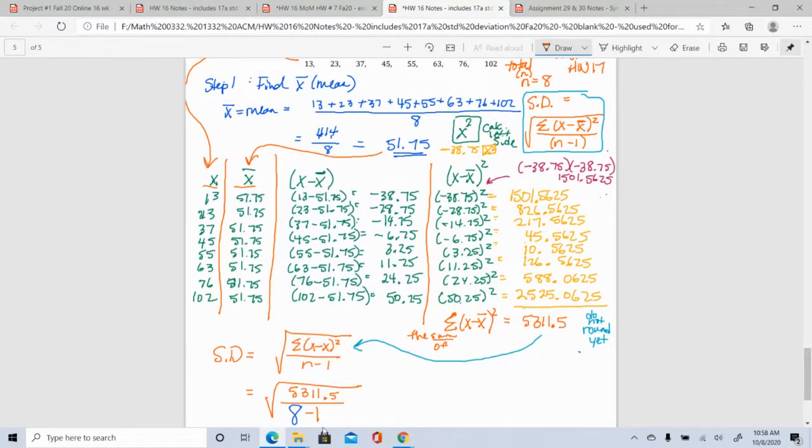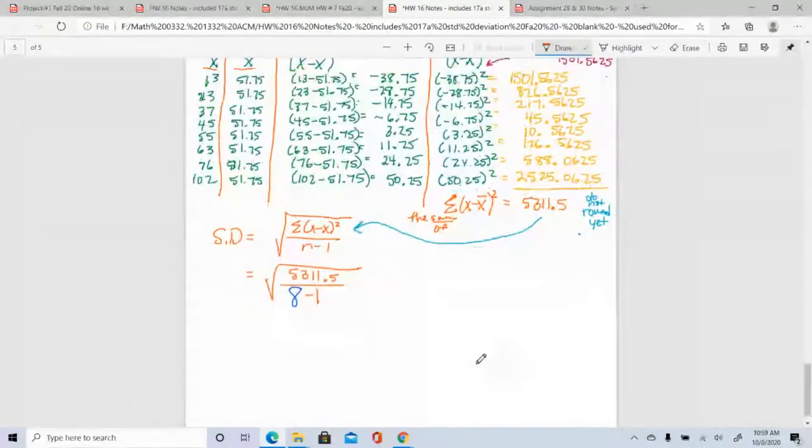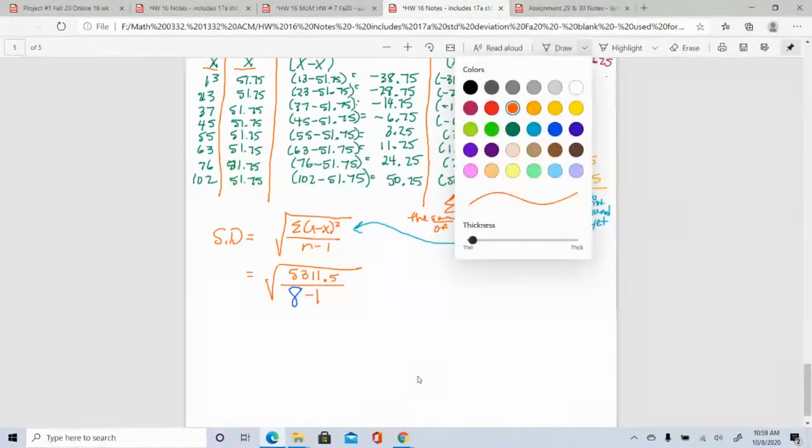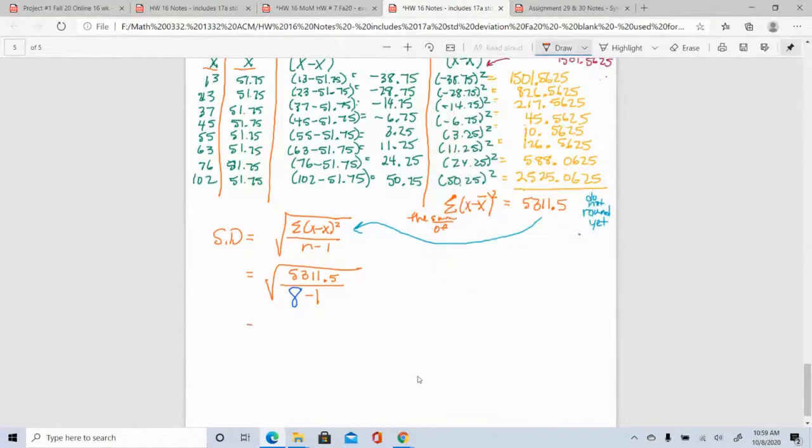So when you have a square root, it's kind of like a parenthesis. It's not really a parenthesis, but you treat it that way. So order of operations, I'm going to do everything I can inside the square root first. So I'm going to take that 5311.5, and actually, let me rewrite it. It should be over 7, right? Go ahead and rewrite that. Okay, so I'm going to figure out the 5311.5 divided by 7 first.